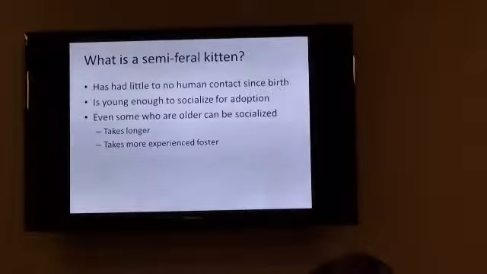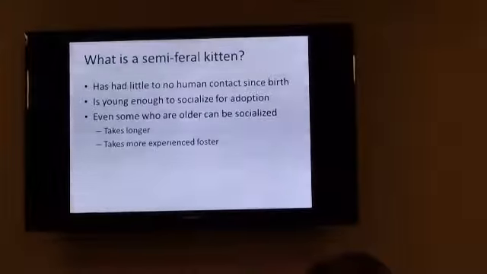Semi-feral kittens have had maybe some exposure to humans, usually from somebody feeding them, but they've never really been touched. The mom might be a stray and she might be friendly, but she hasn't brought the kittens up and said, hey, you know, pet my kittens. She doesn't do that. She keeps them away. So when we get the kittens, they might be somewhat familiar with people, but they're not used to being touched.